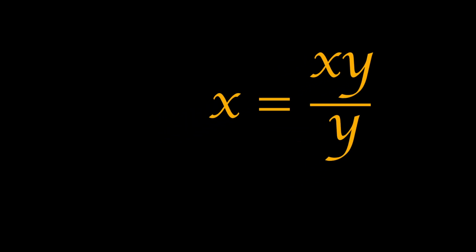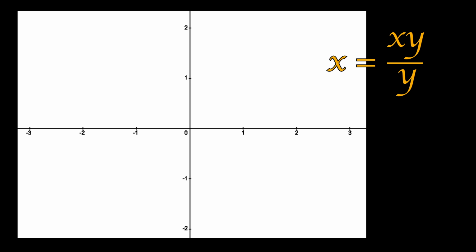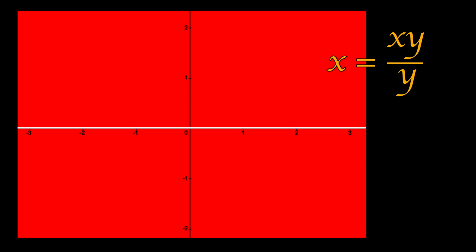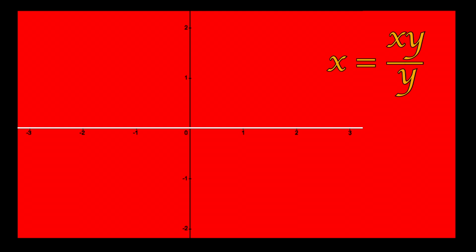Okay, so let's graph it. Both x and y can pretty much be anything except when y is 0. This would fill the entire plane except for this line here at the x-axis. Notice that this is a much simpler situation compared to our previous graph. Now this is where things get interesting.